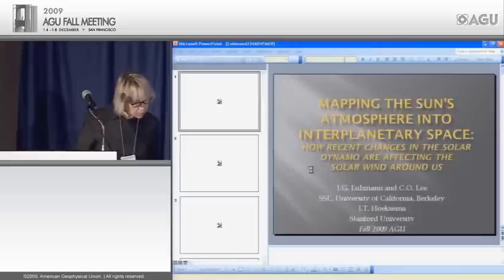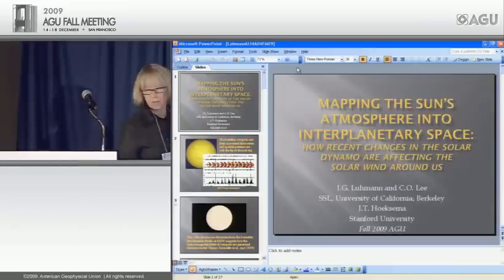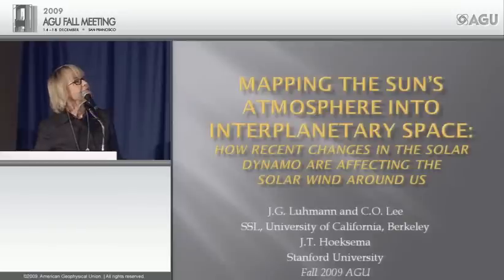By Janet Newman. Is this keyboard working? Can I do my own? It's right here. I have to use this one? Yeah, I'm sorry about that. Okay. Yes, I will, as soon as I get the slideshow started.